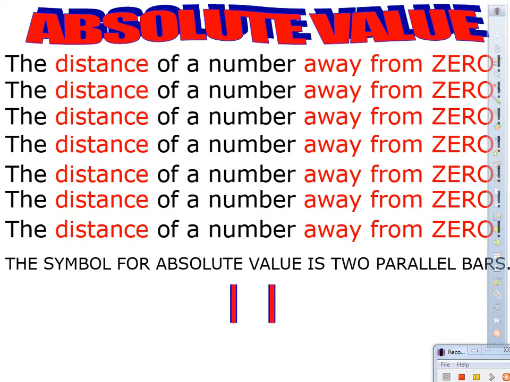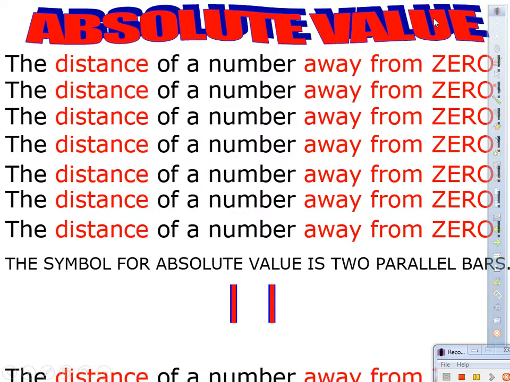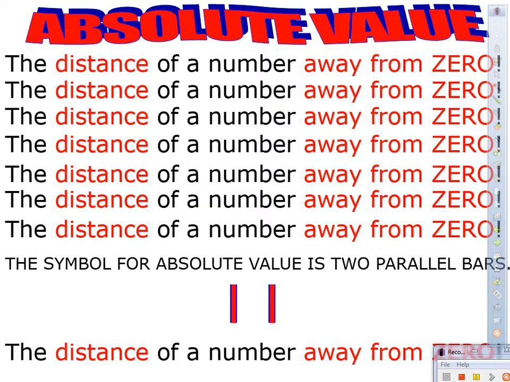We got it? All right. So the distance of a number away from zero is the absolute value. What is it? The distance of a number away from zero. You got it by now? All right, just double check.